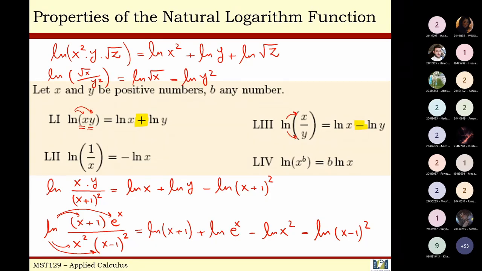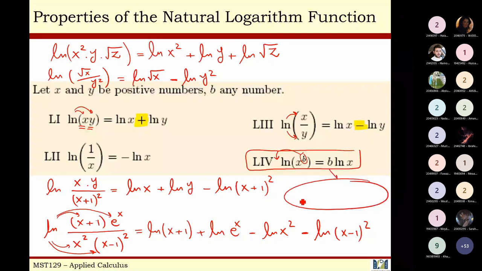The last one, this is very important also. If we have an exponent, we can put it and multiply it with ln. Example about this. If we have ln of x plus 1 all square, we can put it as 2 multiply ln x plus 1. So we can put the exponent as multiplied by ln, or any number multiplied by ln, as exponent inside the ln. Okay?